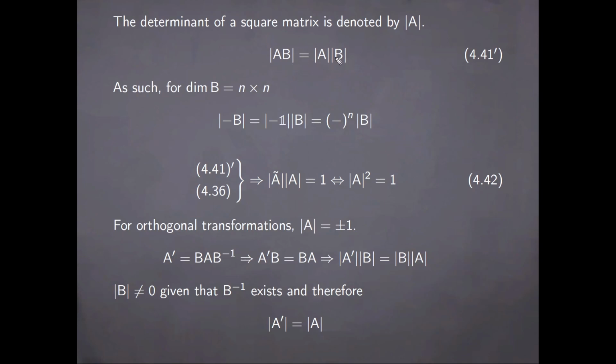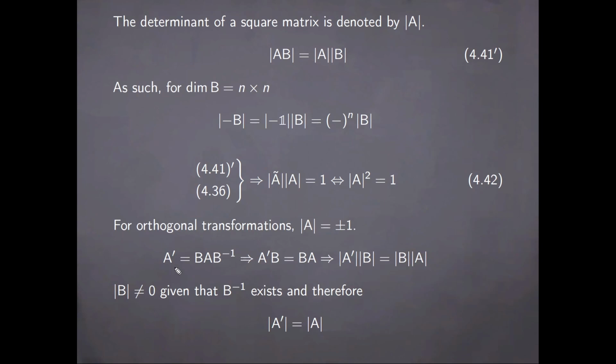From the property here and the result 436, so essentially taking the determinant of the unitarity condition, we find that the square of an orthogonal matrix's determinant is equal to 1. So for orthogonal transformations, the determinant is always plus or minus 1, and this will be a very important point in the discussion of the kinematics of rigid bodies.